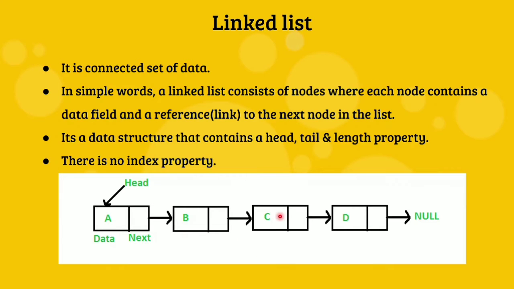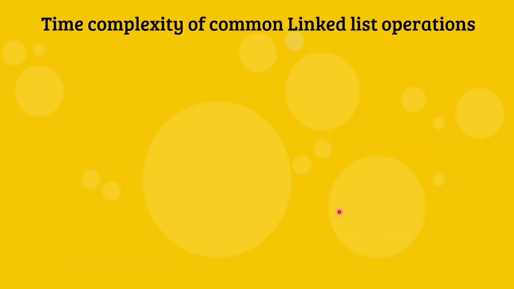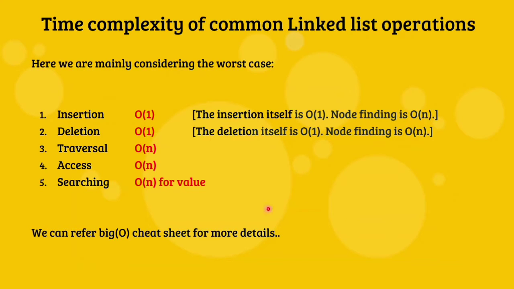In this example, suppose I want to delete our node C. Firstly, I will start with A, then I will go to B, and then I will realize yes, I found node C. So what I will do, I will just make the next of B point to D and my things are done. So deletion is simple. It is O(1). But yes, the node finding is O(n).